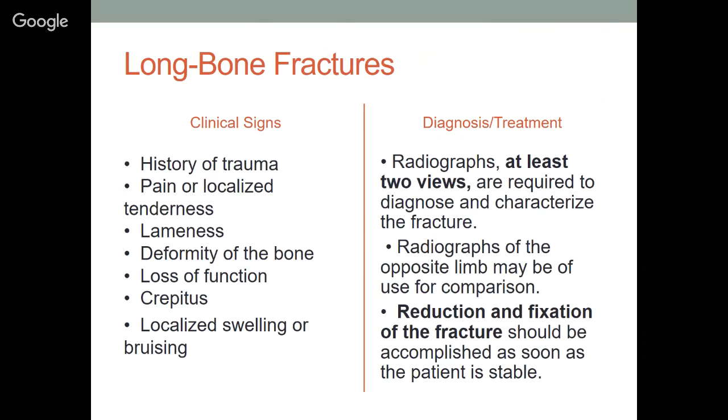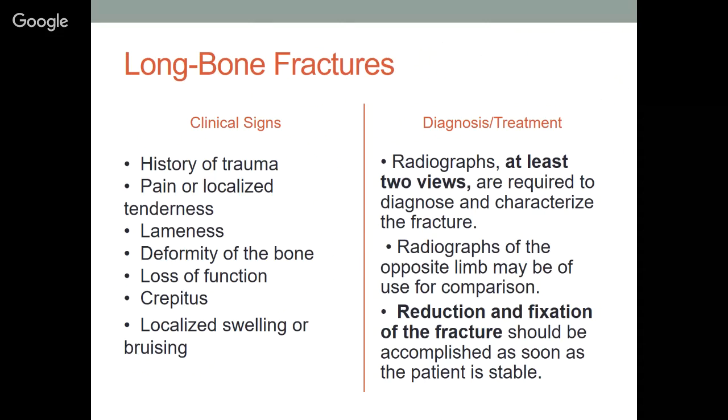They just see that there are things that have been broken in the house, or something falls off a refrigerator or a bookshelf, and then they have this animal that is limping. Pain or localized tenderness, we can feel the area and they really respond to that. Lameness, deformity of the bone. So obviously if the bone is sticking in the wrong direction, it's fractured. Loss of function, they can't use it at all.